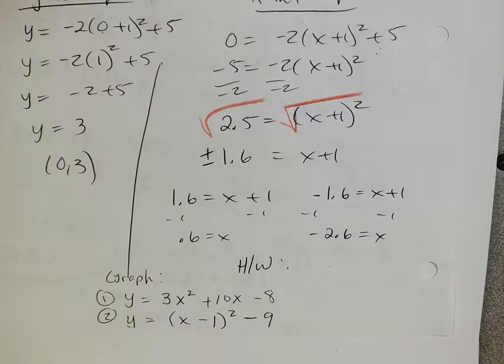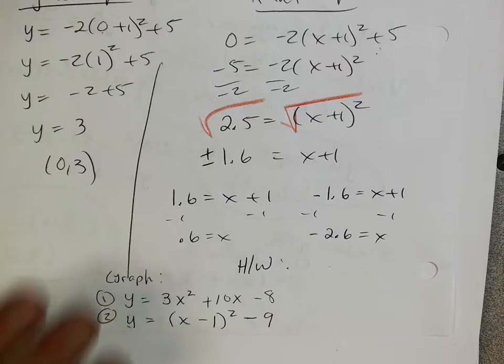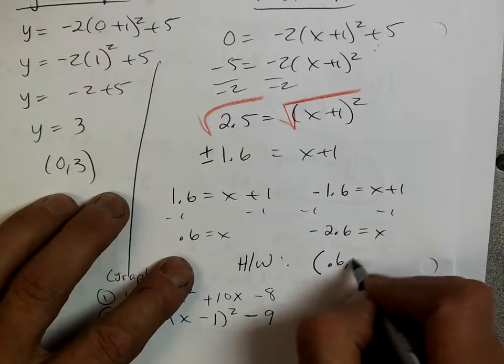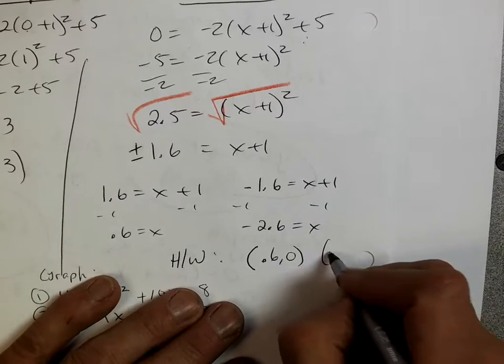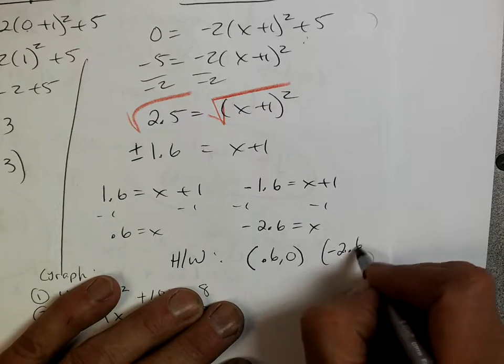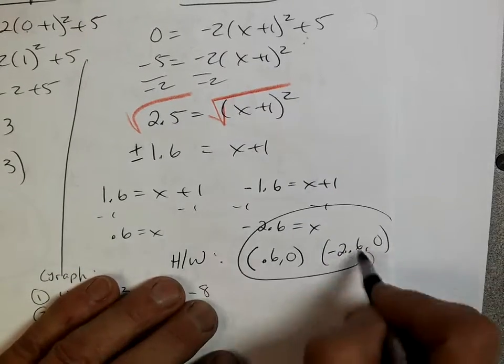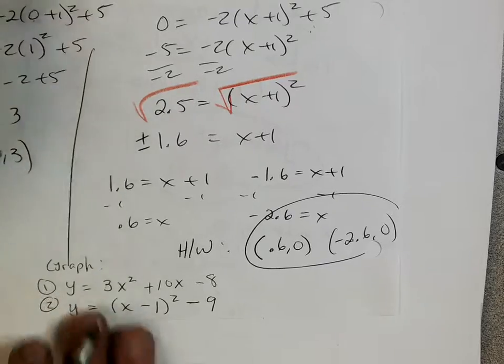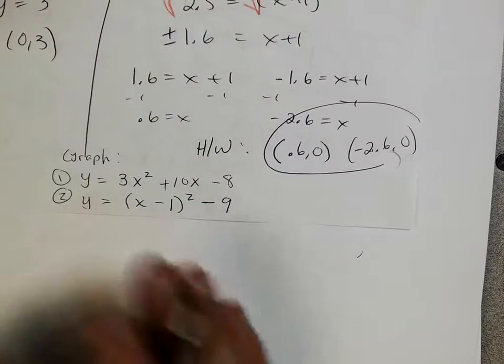Honestly, I am just about done. So my x-intercepts are going to be at 0.6 and negative 2.6. Circle that. So now I'm ready to graph it. I've got everything I need up there. I'm going to put it all together, point by point, dot by dot. Maddie, can you see that? You good? Okay, I'll wait for you.